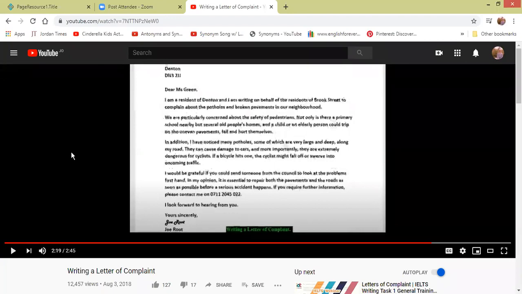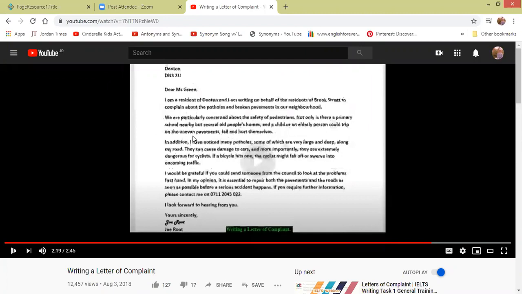Now, notice that his tone is very respectful. He's very nice. He even puts his number. He's saying, please fix it as soon as possible before a serious accident could happen. And he's saying, I look forward to hearing from you, yours sincerely, and he signs it and writes his name. Is everything clear in this letter of complaint? If you have any questions, please ask now.